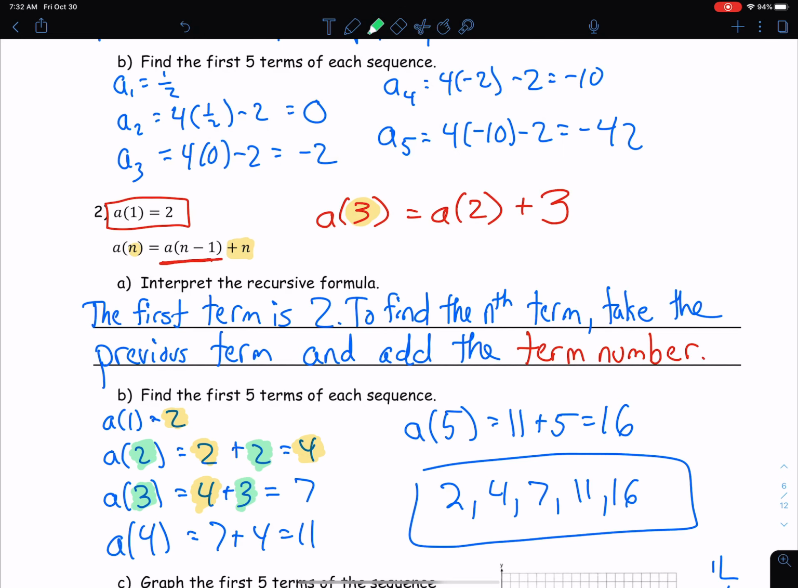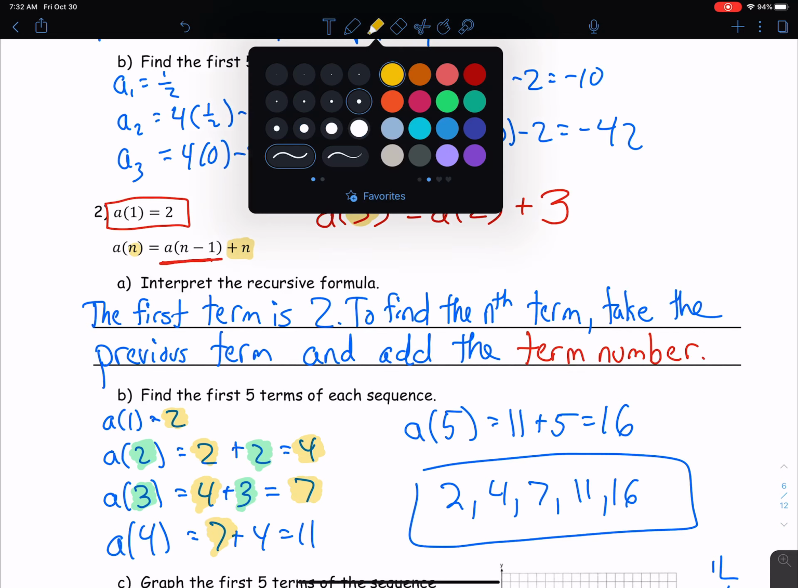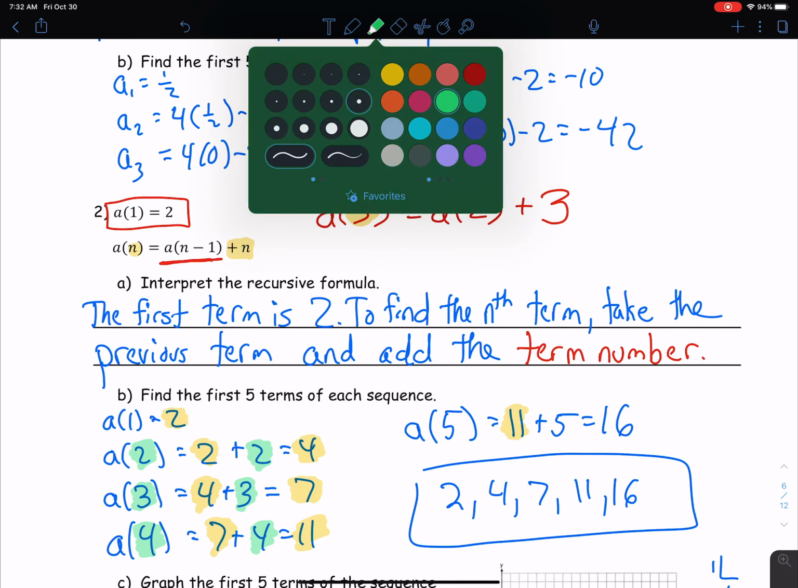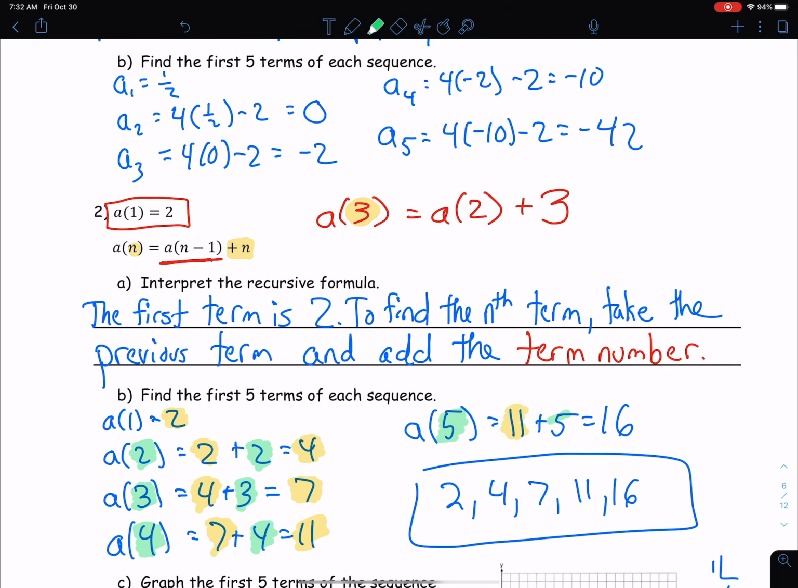It's the third term. I'm going to do this for every single one, because I know some people out there are confused by this a little bit. So the next one, the a of 4, you find the previous term, a of 3, which is 7. And then you're going to add the term number. It's the fourth term. So you add 4. And similarly, for a of 5, you take the previous term, which is 11, and you add the term number. We're on the 5th term. So we add 5. And when you do that, you get the 5th term to be 16.